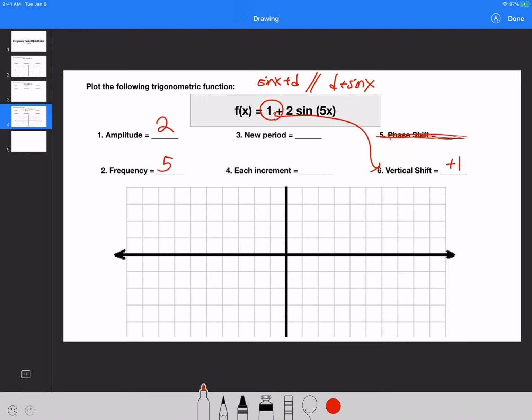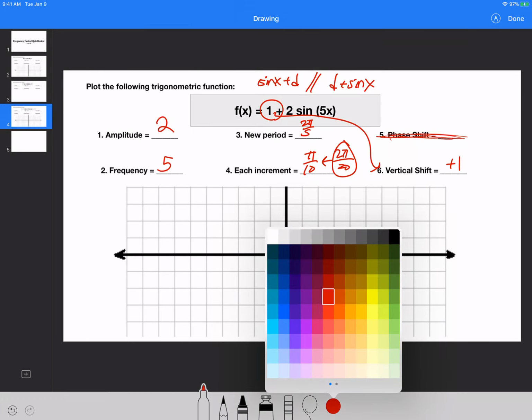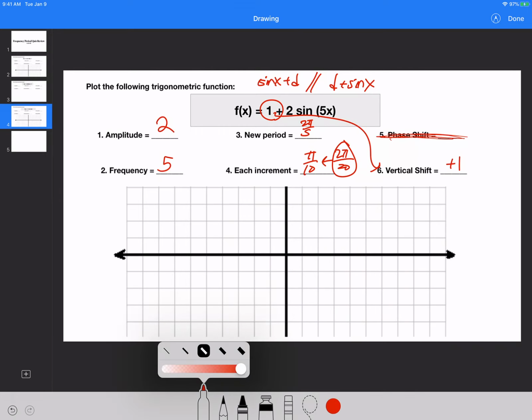Amplitude is 2, frequency is 5, new period is 2 pi divided by 5, which makes each increment pi over 10, or 2 pi over 20 if you will, but if you reduce it, it's just pi over 10. All right, so let's establish the framework here. I'm going to use a little bit of a smaller thickness. Vertical shift is at positive 1. Amplitude is 2.